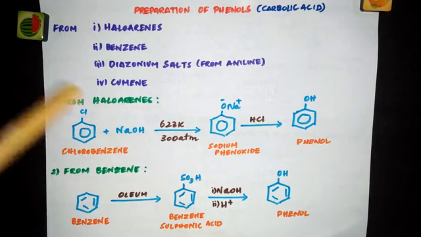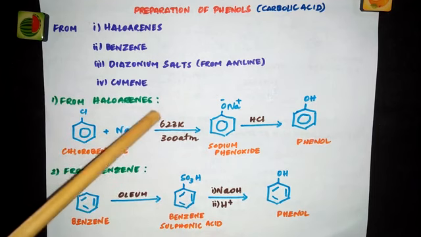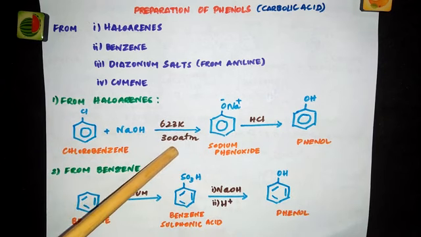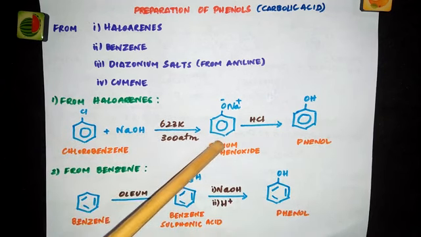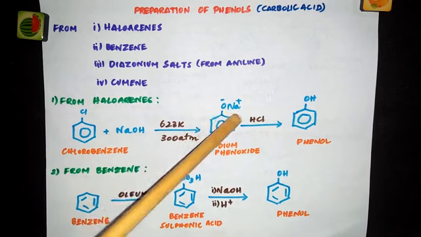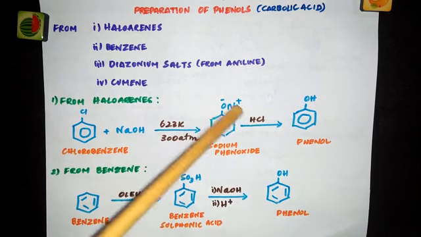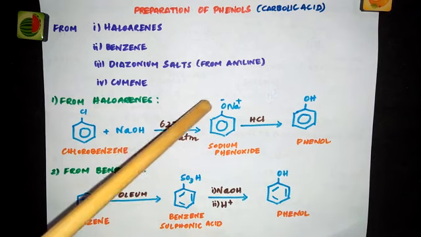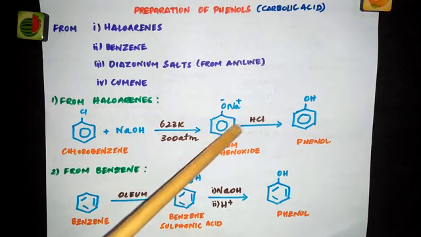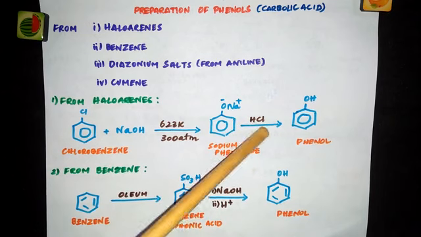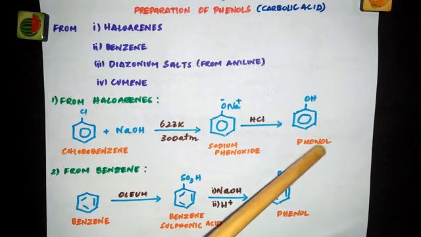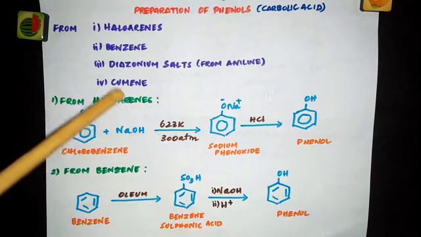When chlorobenzene is fused with sodium hydroxide at 623 Kelvin and 300 atmospheric pressure, we get sodium phenoxide, C6H5ONa, that is C6H5O⁻Na⁺. When this sodium phenoxide is acidified with HCl, we get phenol, C6H5OH. So this is how we prepare phenol from haloarenes.